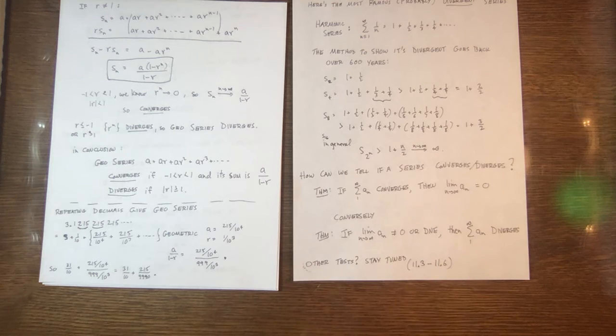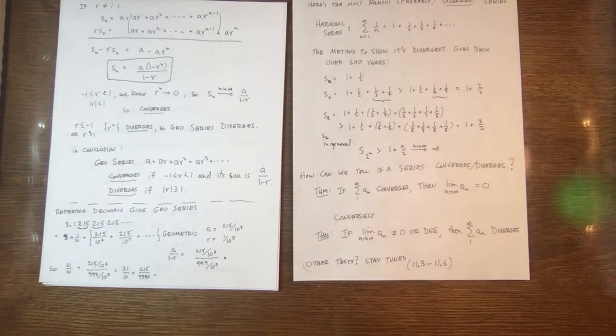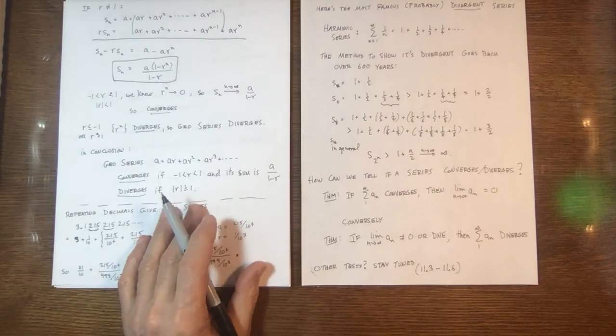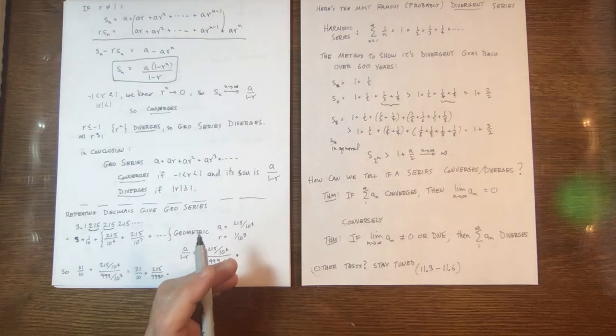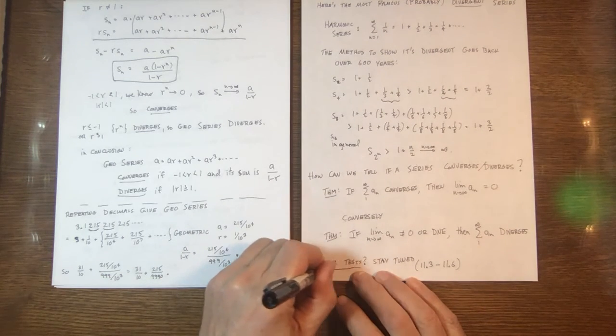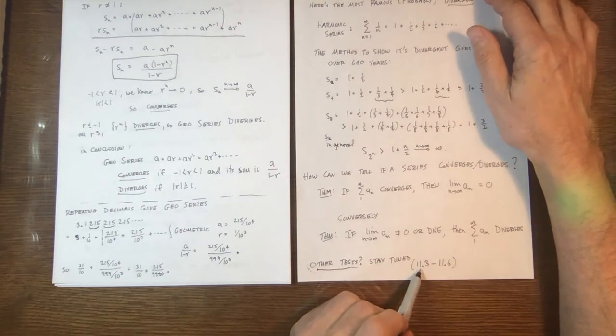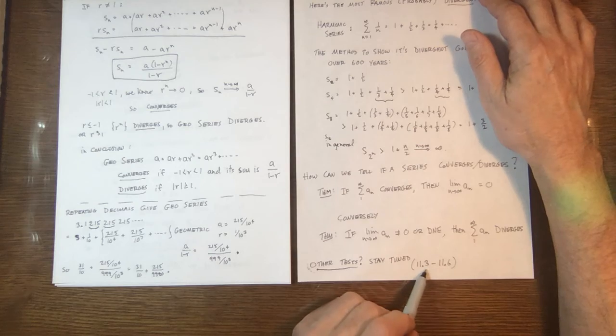But what if it does? Then it's passed this test. But that's not sufficient. That's not good enough. It still might not converge. It might converge, it might not converge. We need some other tests. So how are we going to get some other tests? Stay tuned. That's what's going to go on in these sections.